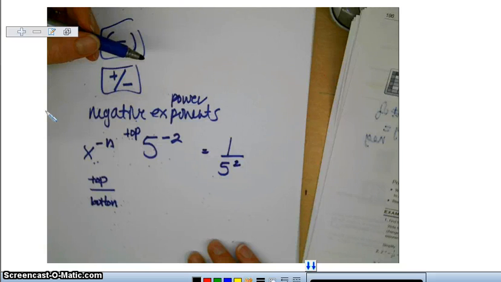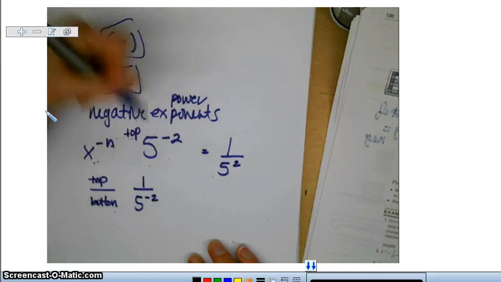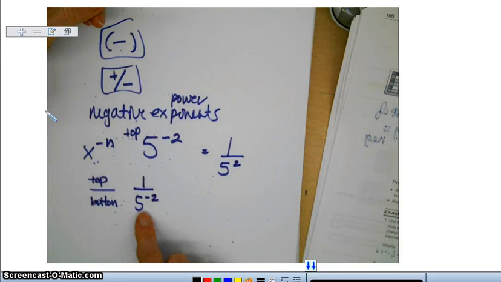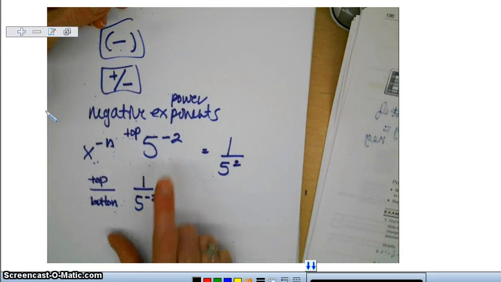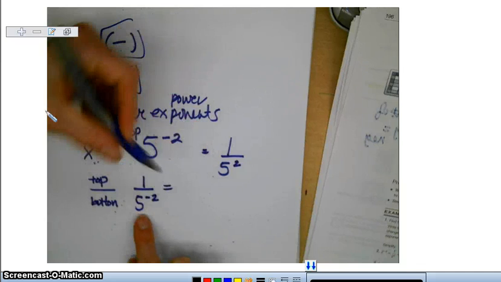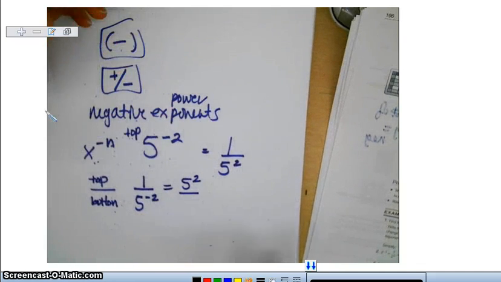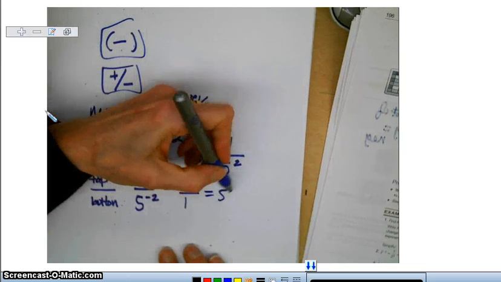Okay, so if you had 1 over 5 to the negative 2 on the bottom, then you move it to the top. To change a negative power to a positive, you move it to the part of the fraction that it's not. So to make this positive, I would move the 5 to the 2 to the top, and it becomes positive. And then I don't write over 1, you just write 5 squared.